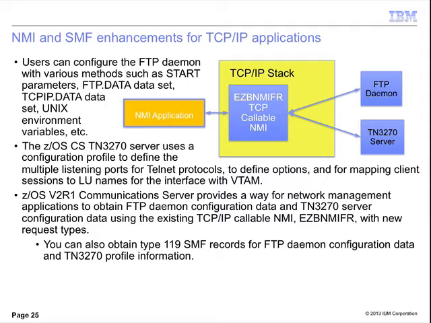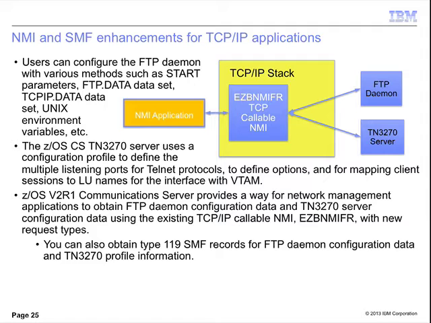If you're familiar with FTP and TN, you know there's a lot of knobs and controls associated with these things. In particular, FTP with the FTP.DATA search order and start parameters and environment variables. If a network management application wanted to figure this out on its own, it has to look in a lot of different places to try to figure out what's going on. Now we're providing an NMI that says, tell me all you know about the FTP daemon, and we feed back the exact configuration options that are in force at that point in time. Same for the TN3270 server. Here are the exact configuration options that are in force at the time of the call.